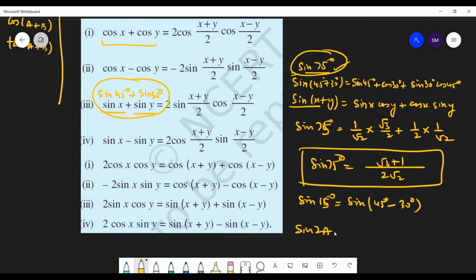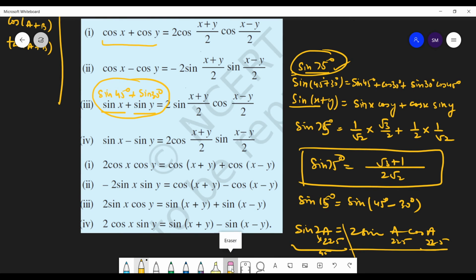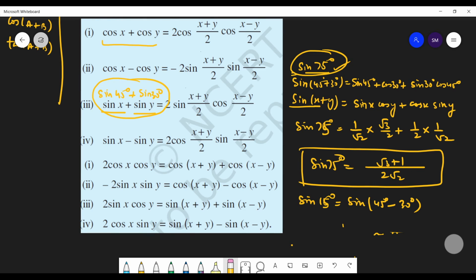Sine 2a, you know, that is 2 sine a cos a. So this a is 22.5, so into 2 sine 45. So we know that this is 22.5, 22.5. So somehow sine 45 is the product of these three numbers. Okay, so we are running out of time, not going to the depth of these, but let us do these formulas.